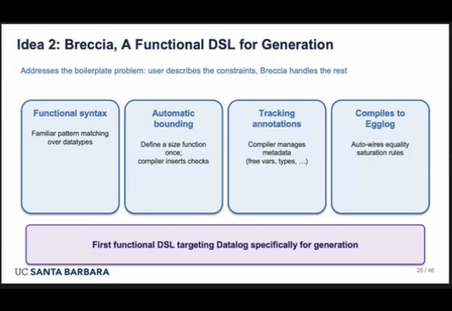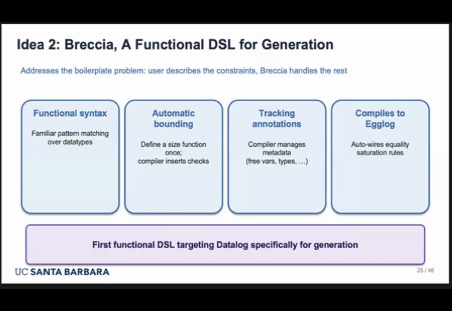We also have automatic bounding. In our DSL, you can define a size function for your data type, and you just have to do that once. The compiler will automatically insert all of the bounding checks in the generator. So you don't have to worry about threading through bounds and missing something and making a mistake. We also have tracking annotations, which handle, for instance, metadata. You can just add a tracking annotation, and I'll show an example of this too. That will make it so the compiler automatically threads through all of that information for you.